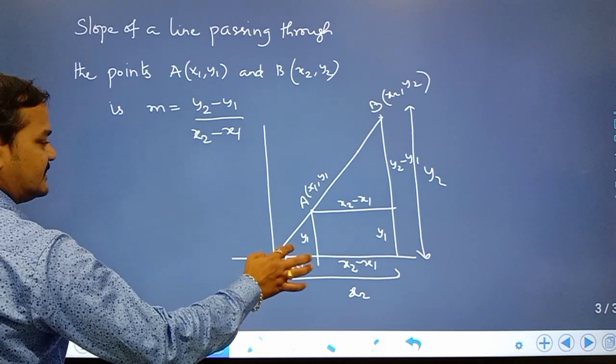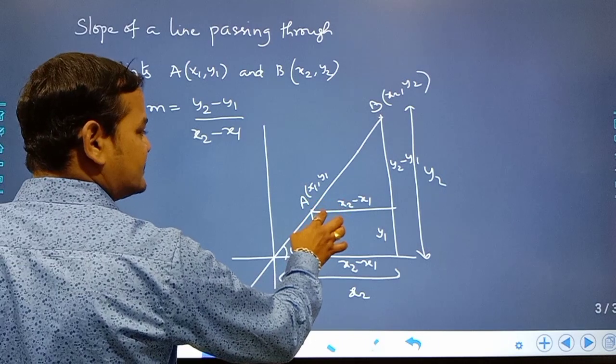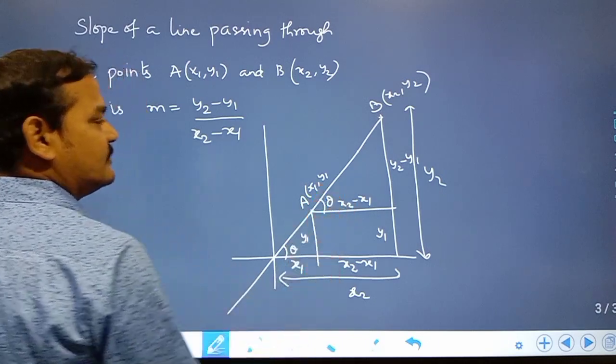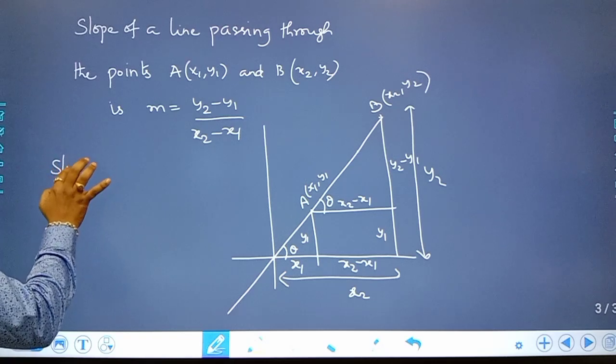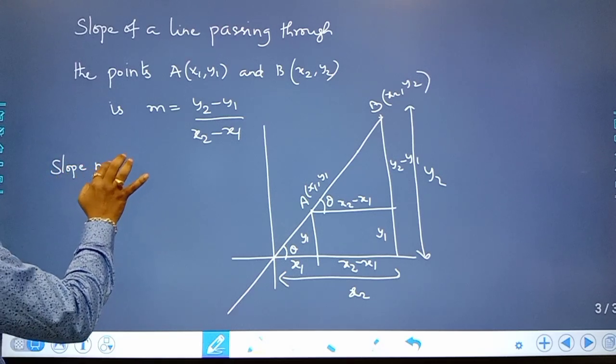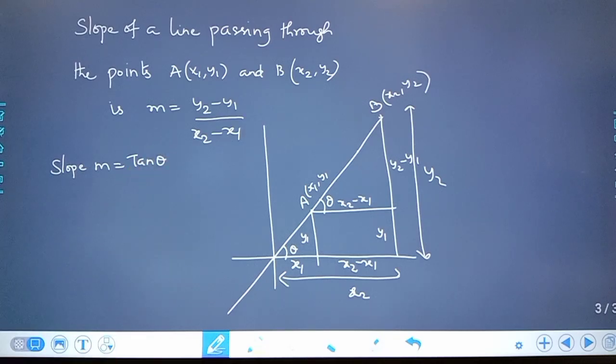Suppose theta is the inclination angle. These are two similar triangles, so here we will have theta. So what is the formula for slope? Slope m is equal to tan theta.